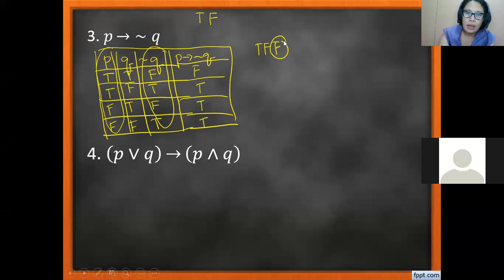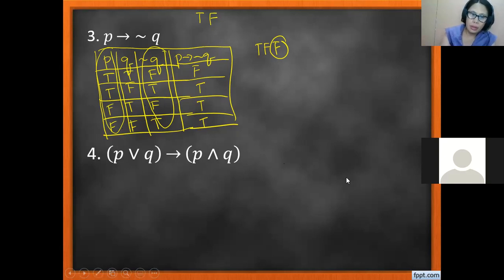Kasi si TF, F lang naman eh. And then the rest will be true na. Like, true, true will be true. False, false will be true. False, true will be true. So you just look at TF and TF equals F. And the rest will be true. Okay? Question on number 3.